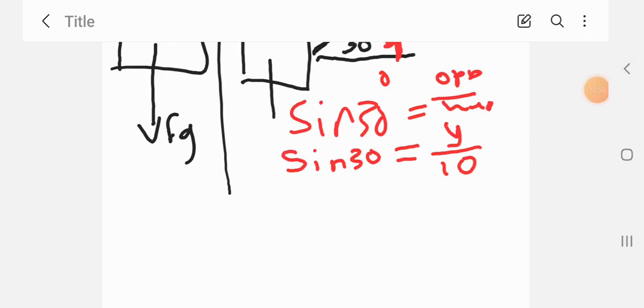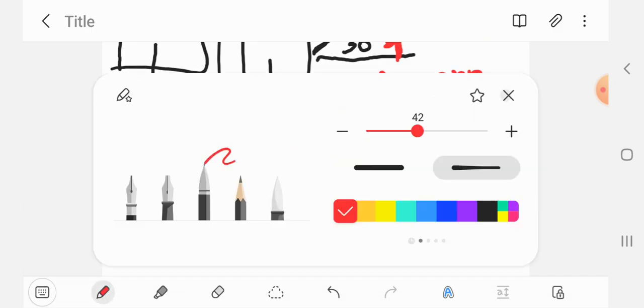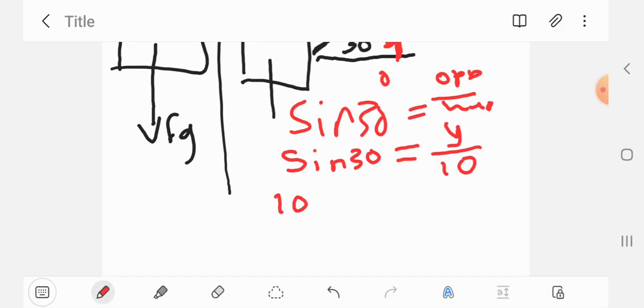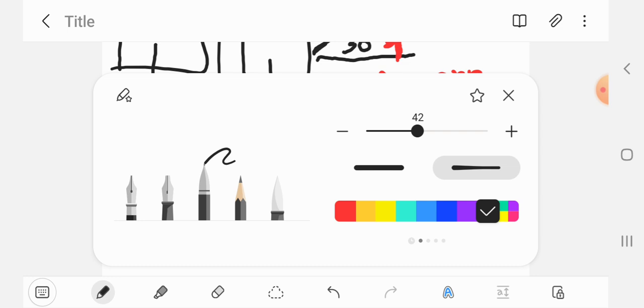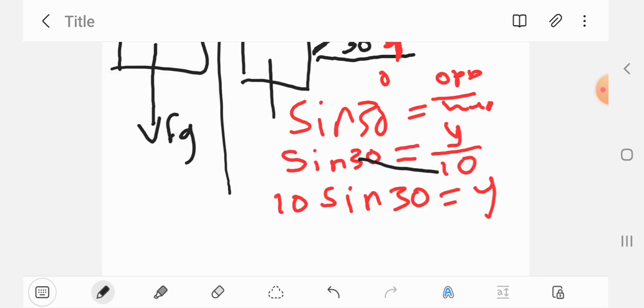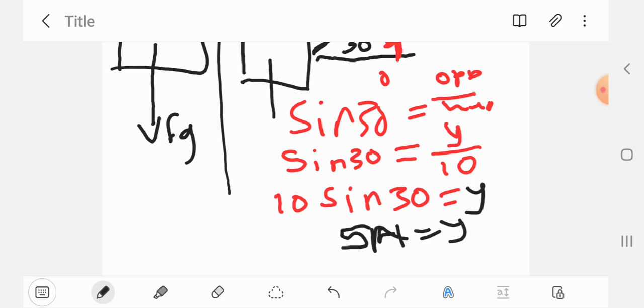So what we do here, we are going to cross multiply, and then we will have 10 sine 30 equals to y. The 10 goes with this, and y we'll say is over 1. So that is what we are going to do. We punch this into the calculator, then you find that 5 newtons equals to y.